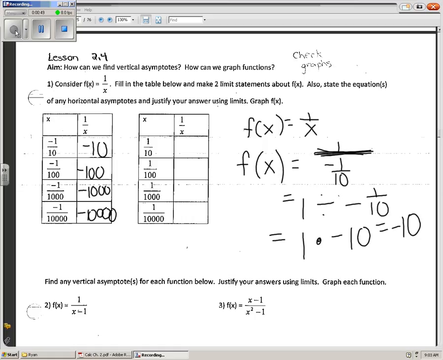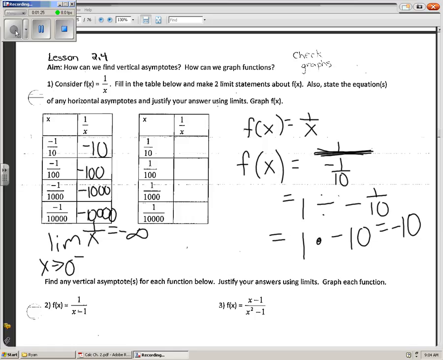Now let's generalize about what we see. As x gets closer to 0 from the left, which means we put in numbers a little smaller than 0, and we keep doing that with numbers closer and closer to 0, the y values, or f of x, or 1 over x, however you want to write it, the limit as x approaches 0 from the left of 1 over x is negative infinity. The y values just keep decreasing without any stopping point.